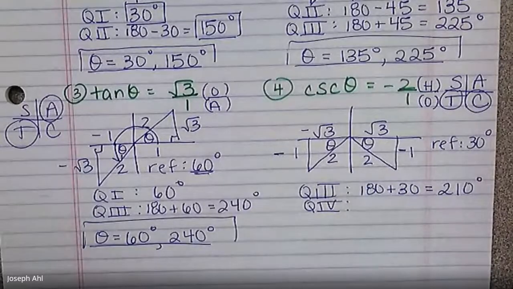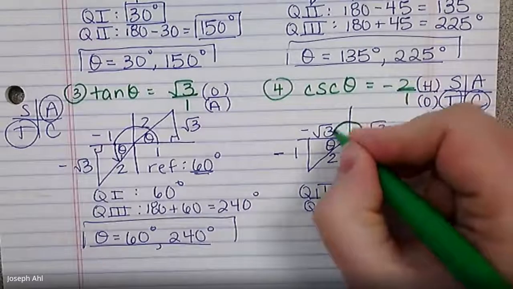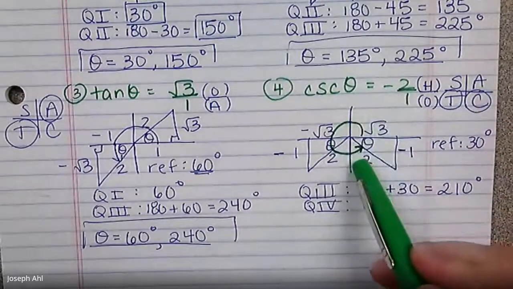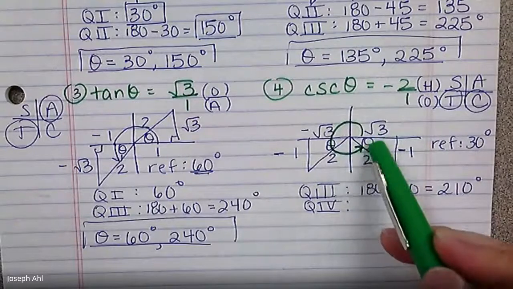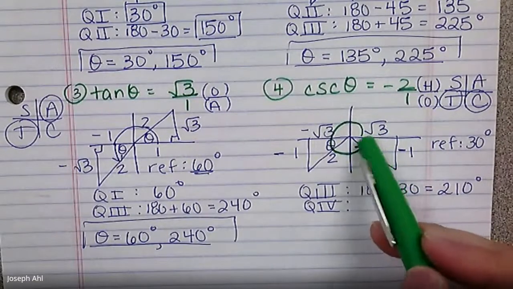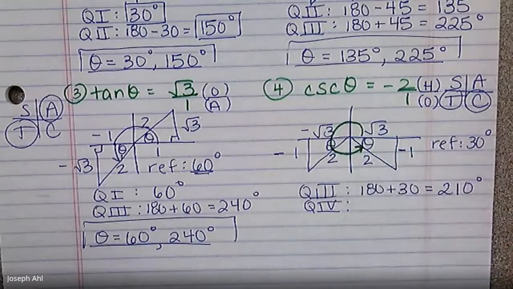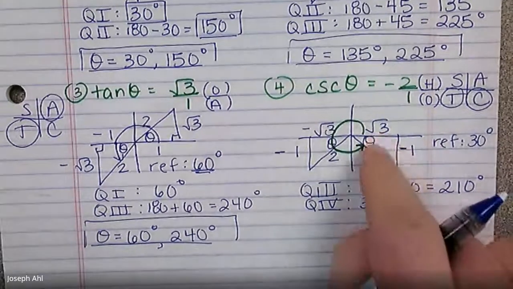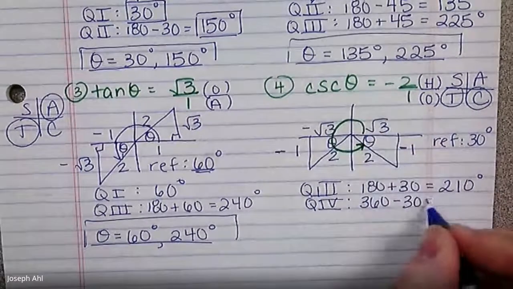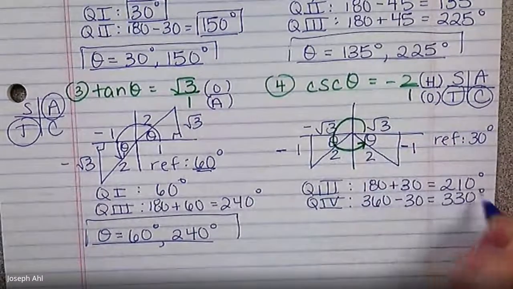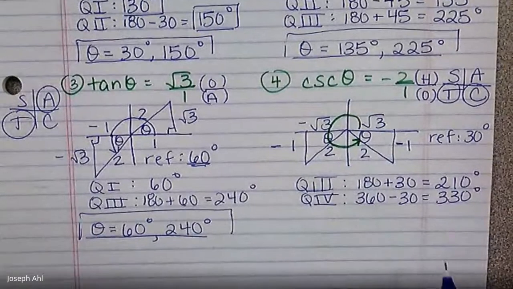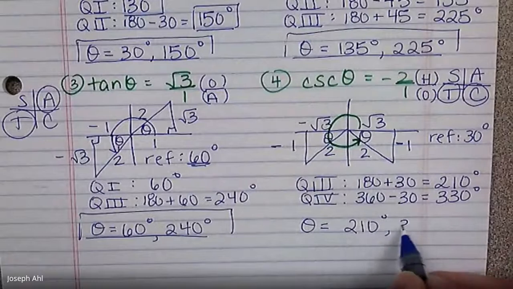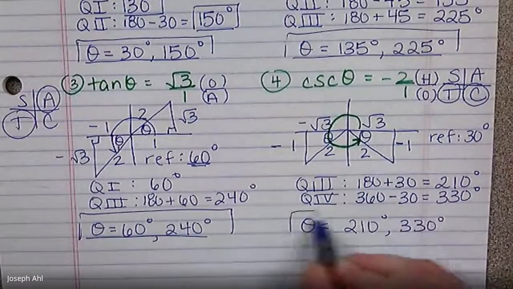But what about quadrant 4? We haven't seen anything in quadrant 4 yet. And the rule will always be the same. There's the angle sketched in quadrant 4. If you think about where that reference angle is, adding on that reference angle would complete a full circle, a full 360. So in quadrant 4, if you do 360 and subtract out that little reference angle of 30, that will always get you your answer in quadrant 4. So the two answers for theta in this one are 210 and 330.